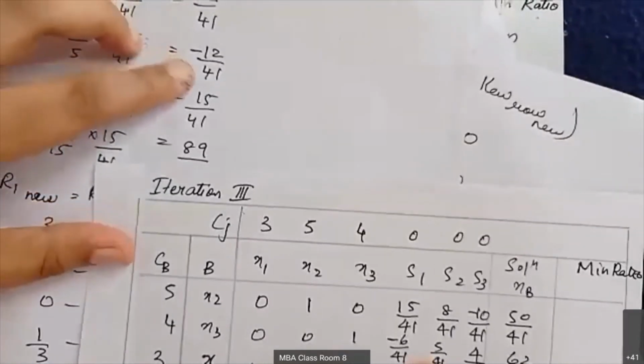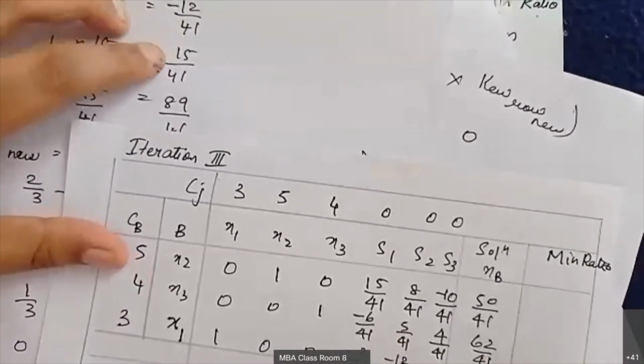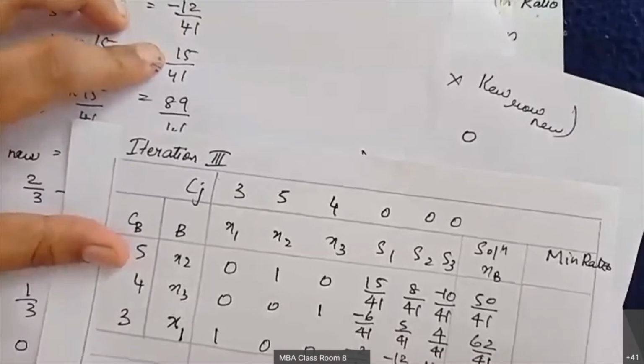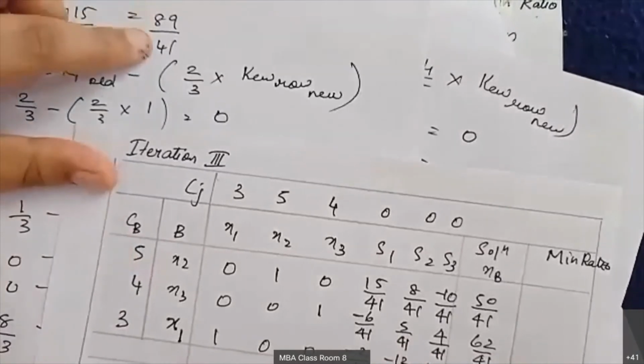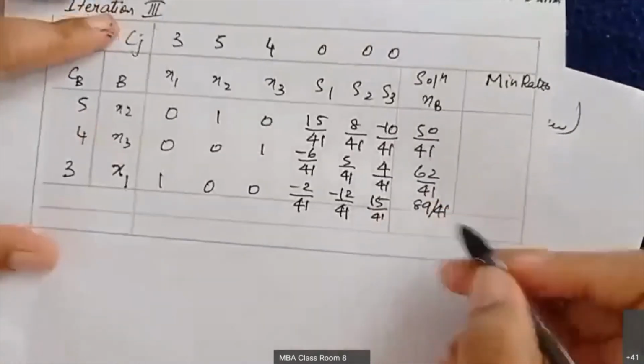Okay, now R3 values. See, R3 new. I have 1, 0, 0, minus 2 divided by 41, minus 12 divided by 41, 15 divided by 41, 89 divided by 41. Okay, I have written those values there.